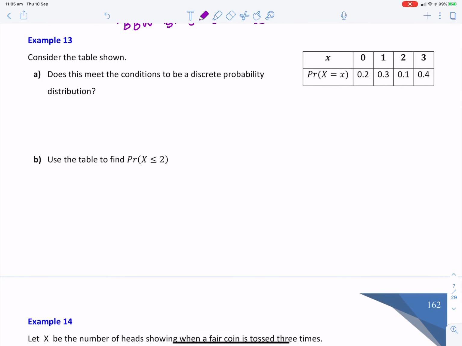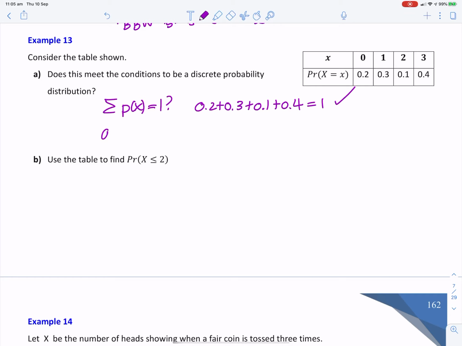Okay, consider the table shown. Does this meet the conditions for a discrete probability distribution? Well, I spoke about this in one of the earlier videos. Is the sum of all of the probabilities equal to 1? Well, 0.2 plus 0.3 plus 0.1 plus 0.4 equals 1. So we know that's true.